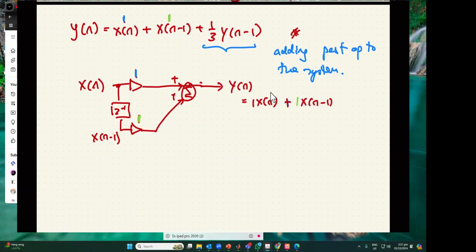Now, how am I going to draw and sketch y[n-1] times 1/3? Same. It is the output delayed by 1. And this is y[n-1], and it's going to be multiplied by, let's say, this guy. And this guy is 1/3, plus. Okay? So this sign will confuse a lot of you guys.